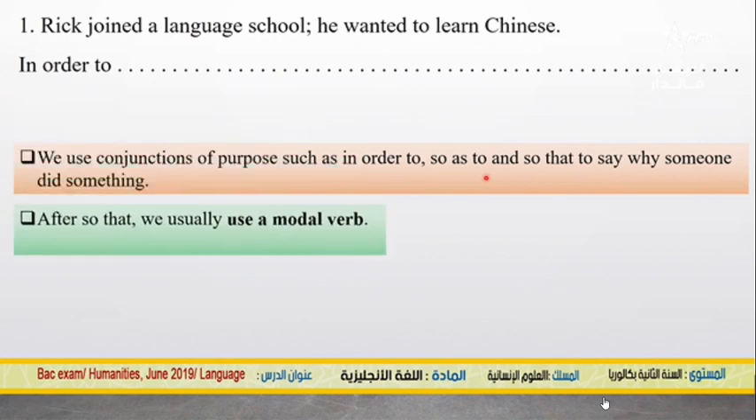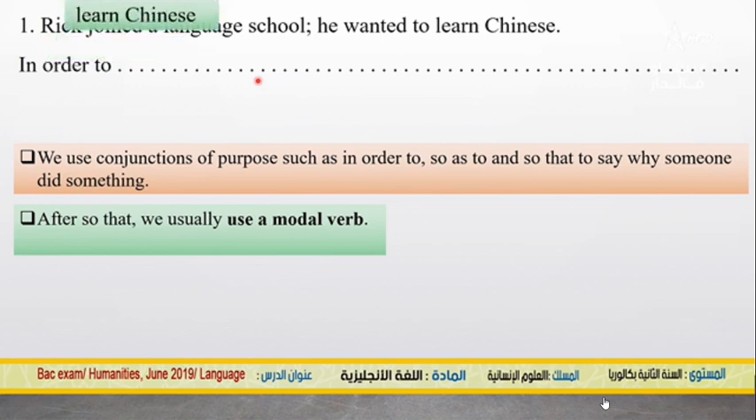And after that, we usually use a modal verb. So please remember this. Now let's turn our attention to "in order to" and the clauses we have here. We have two clauses here, the main clause and the dependent clause. And we need to use "in order to" with what? With the dependent clause. Which one of these is the dependent clause and which one is the main clause? What do you think?